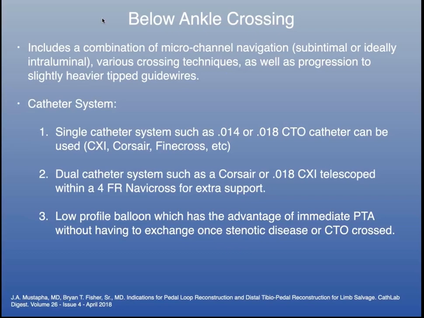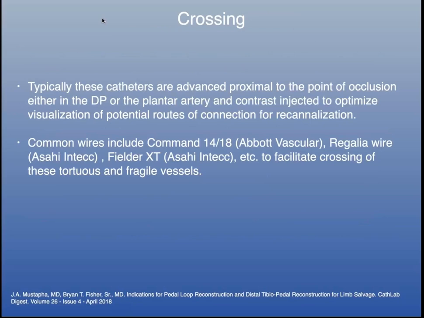And oftentimes what helps or makes it easy is to use really a low profile balloon, maybe a 1.5 millimeter diameter balloon, and use that as your catheter and use the guide wire. That way, once you cross, you can immediately do an angioplasty to improve the channel and get things going. So typically these catheters, when you have them, you want to advance them as distal as possible, but proximal to the point of an occlusion.